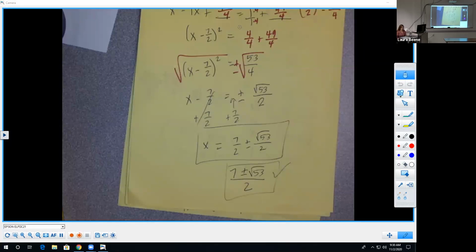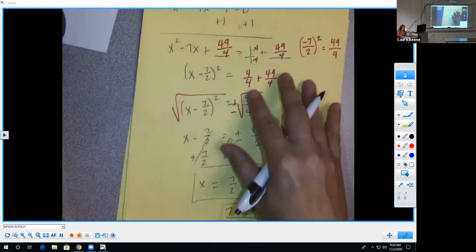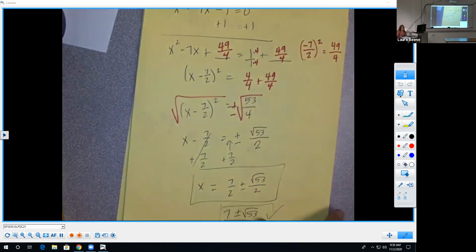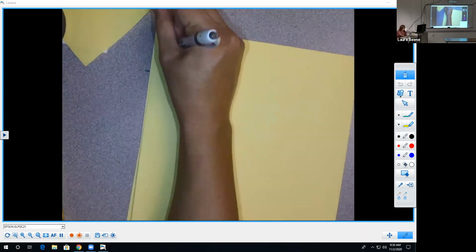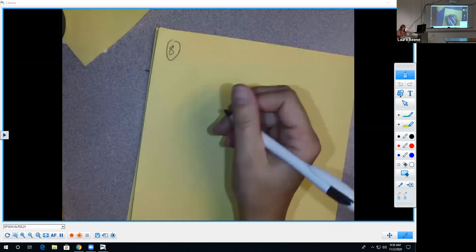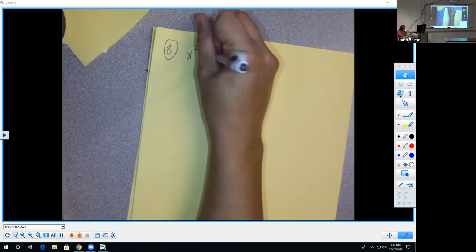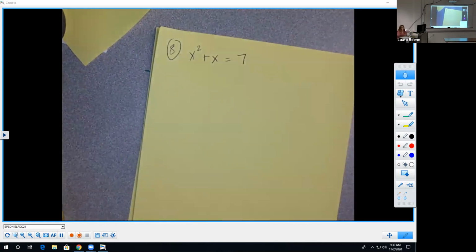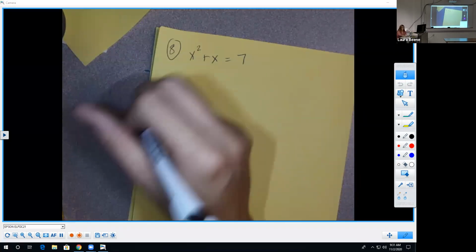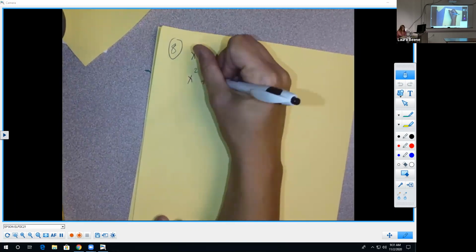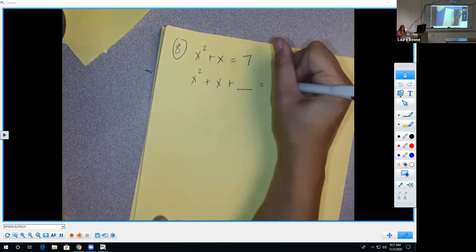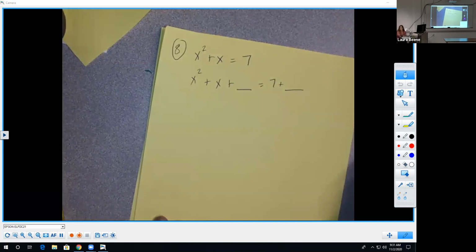Okay, let's do another one like that. Again, it's the exact same process. You're doing the exact same thing. It's just a little bit more difficult because it has fractions instead of whole numbers in it. If we had the problem x squared plus x equals 7. Okay, so I need to put in a blank. X squared plus x plus blank equals 7 plus blank.